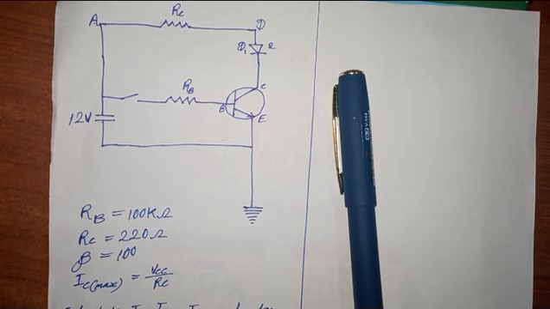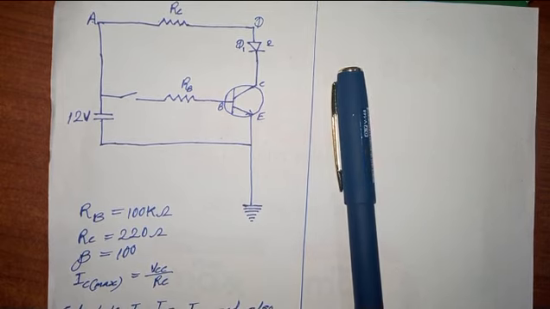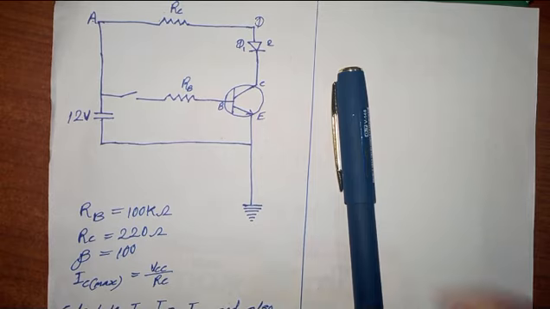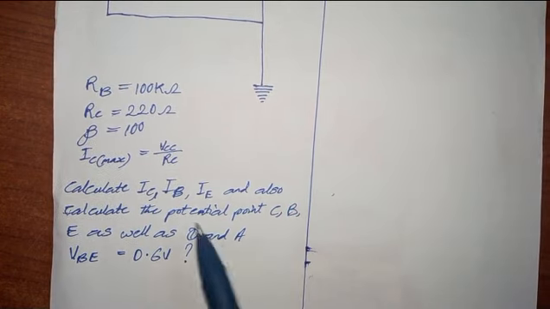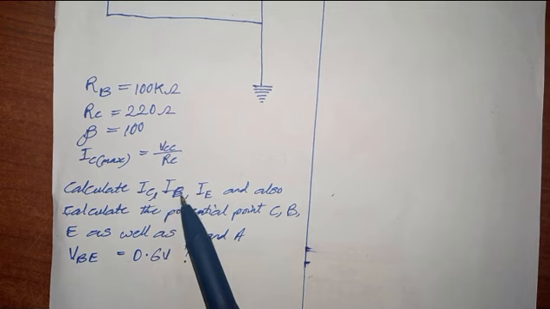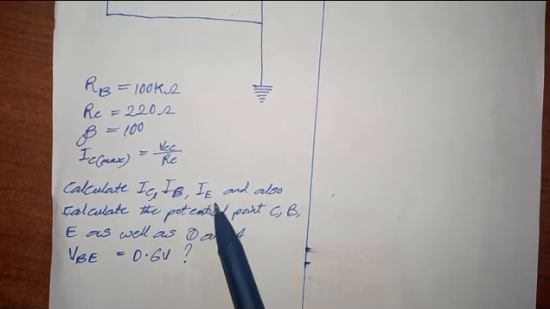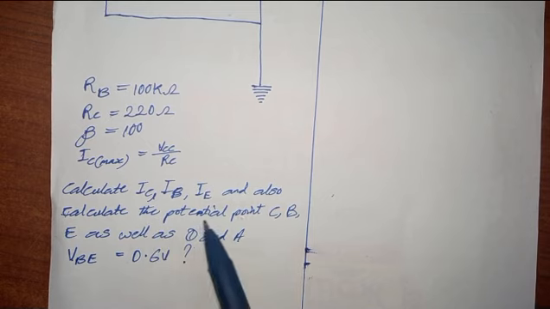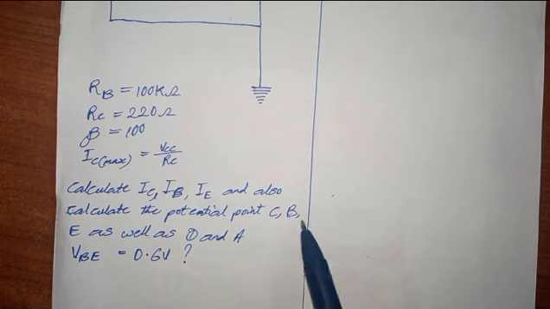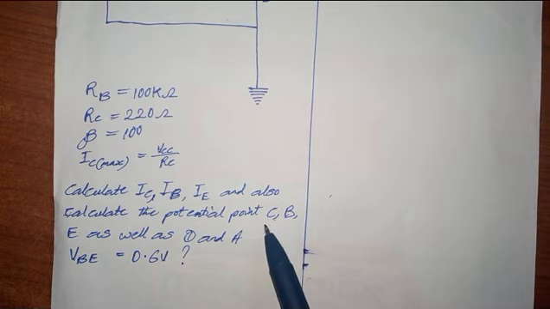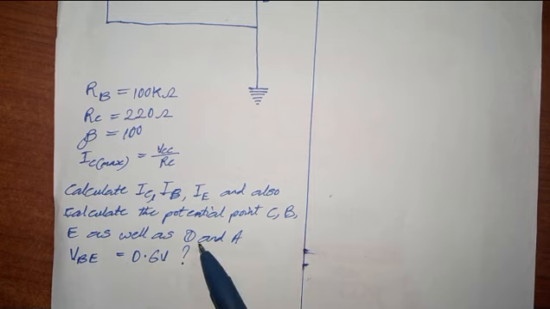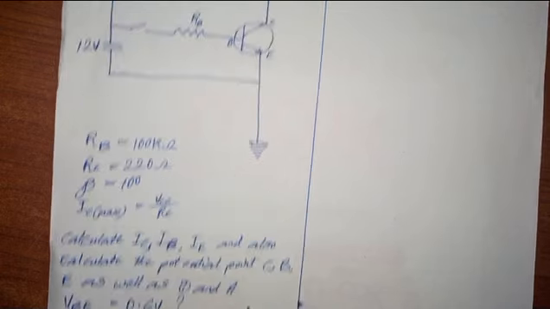Today we are going to solve an example on the analog circuit, and the question is here. This is the question: calculate the current flowing through C, the current flowing through B, and the current flowing through E, and also calculate the potential at points C, B, E, as well as D and A. This potential point means the voltage at those points C, B, E, D, and A. That's the meaning of potential point: the voltage at that point.